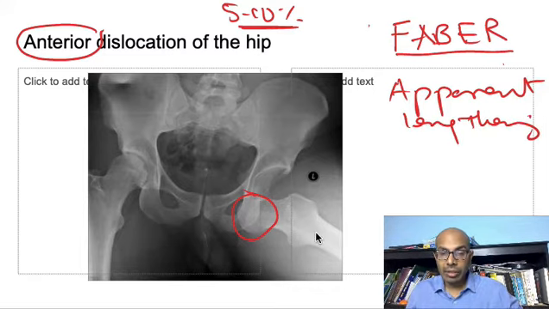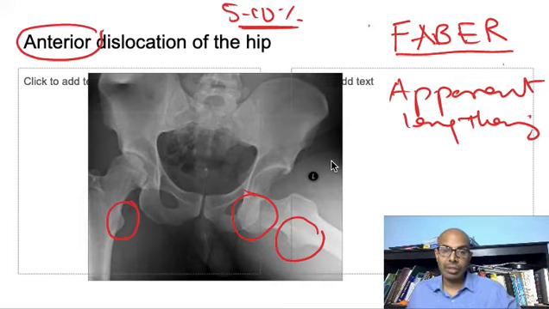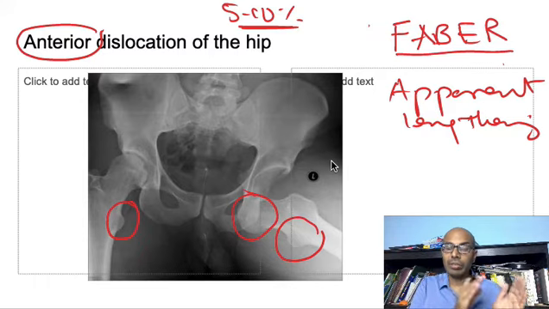The lesser trochanter is more visible as compared to the opposite contralateral normal side because the limb is in external rotation. Okay, apparent lengthening, limb in external rotation, flexion, abduction, external rotation position. This is the contrasting feature between the posterior dislocation of the hip and anterior dislocation of the hip.